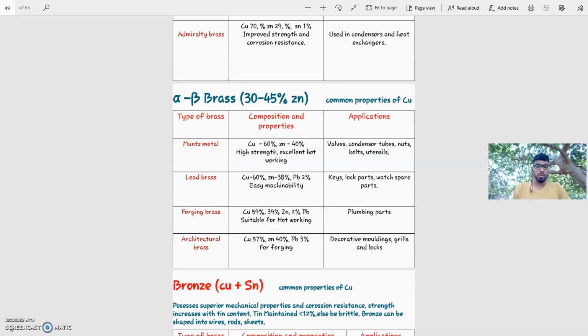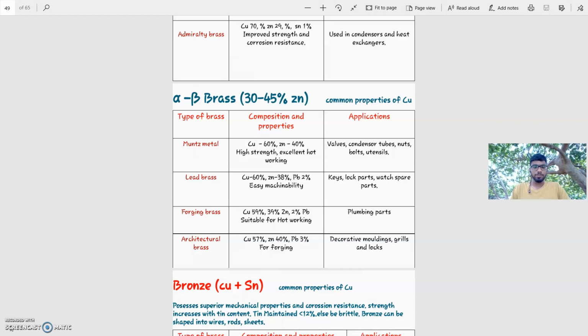And the next one is alpha beta brass. There are four types: Muntz metal, lead brass, forging brass, and architectural brass. The composition of Muntz metal is copper 60%, zinc 40%. Properties are high strength and excellent hot working. Applications are valves, condenser tubes, nuts, bolts, and utensils.